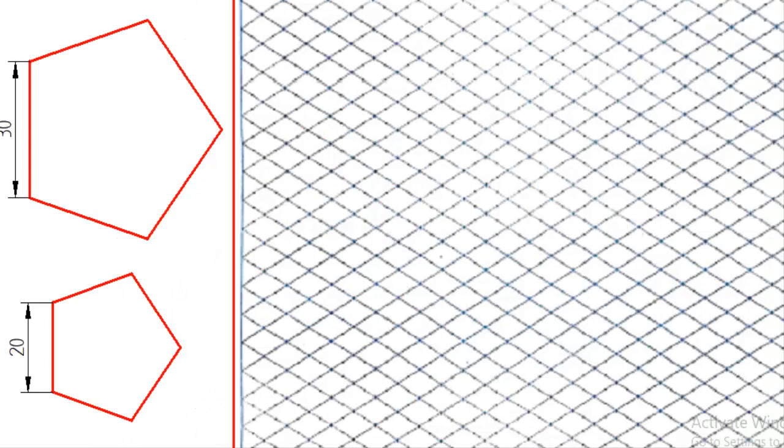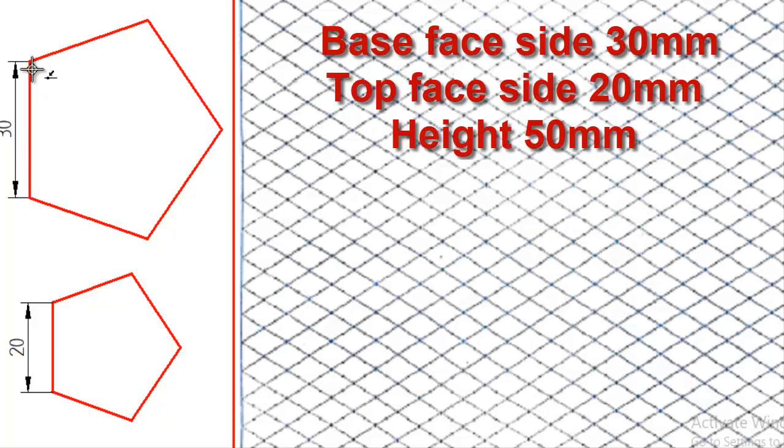Next, we will construct the frustum of a pentagonal pyramid. When it comes to the frustum of a pentagonal pyramid, in the same way we get two faces, bottom face and top face. Both faces have edges of different lengths. I will take an example of a frustum of a pentagonal pyramid: the bottom face side length is 30, the top face side length is 20, and the height between the top face and bottom face we'll take as 50.